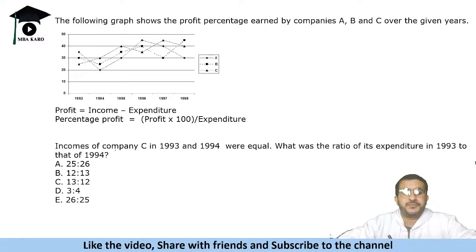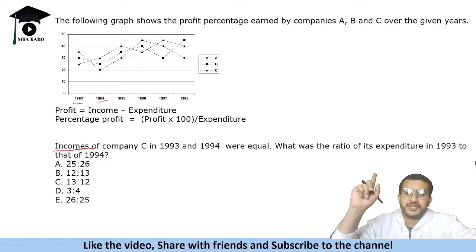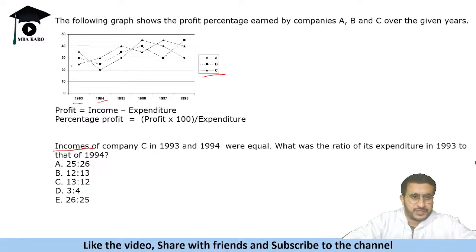It says incomes of company C in 93 and 94 were equal. ठीक है, C की income equal है. Understand the difference. Income is equal. Previous question में expenditure was equal. ठीक है, इसमें income equal है. What was the ratio of its expenditure in 93 to that of 94? C की income equal है. This is 25% and this is 30%.